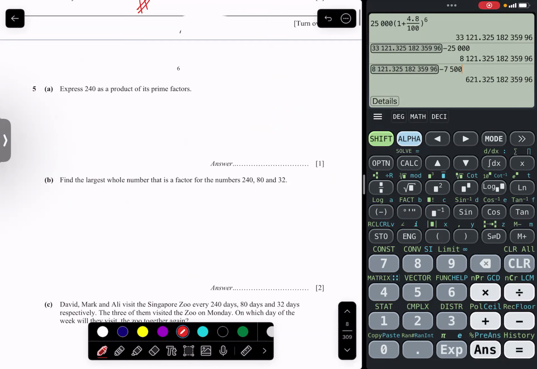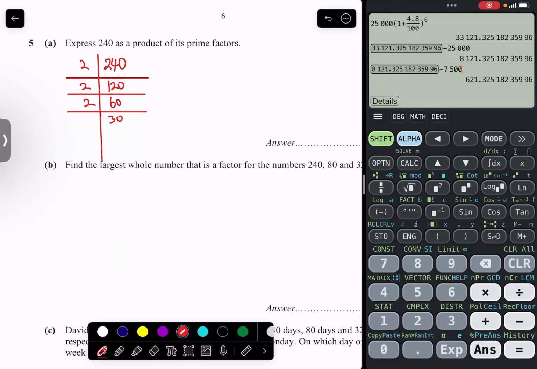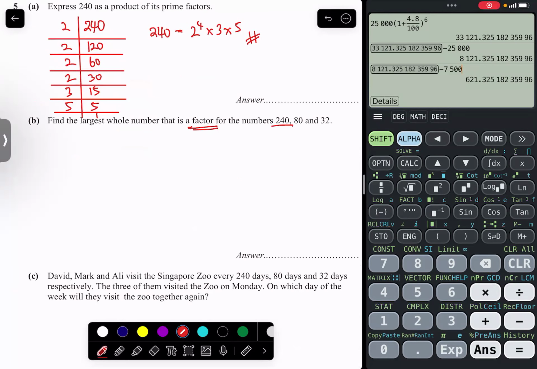Okay, question 5, express 240 as a product of its prime factors. Now, for prime factorizing, we can use the ladder method. 240 divided by 2, 120, divided by 2, 60, divided by 2, 30, divided by 2, 15, divided by 3, 5. So divide by 5, 1. So we can say that 240 is 2 to the power 4 times 3 times 5. Answer. Okay, find the largest whole number that is a factor of 240, 80, and 32.